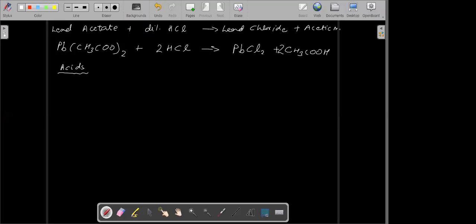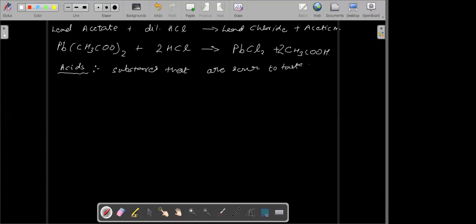Commonly, we call acids the substances that are sour to taste. But this is not a good definition because you can't taste every object and say that it is sour. So we require a better definition for acids.